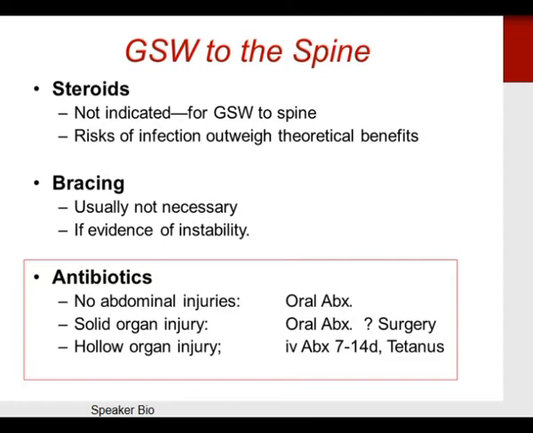What is often asked is what antibiotics should be used. If the projectile does not enter into the abdominal cavity, then oral antibiotics are sufficient. If it injures a solid organ, such as the liver or the kidney, then oral antibiotics are indicated. Surgery is an option if there is indication for general surgery involvement and debridement of the tract. Removal of the projectile is not necessary if it's embedded within the vertebral body.